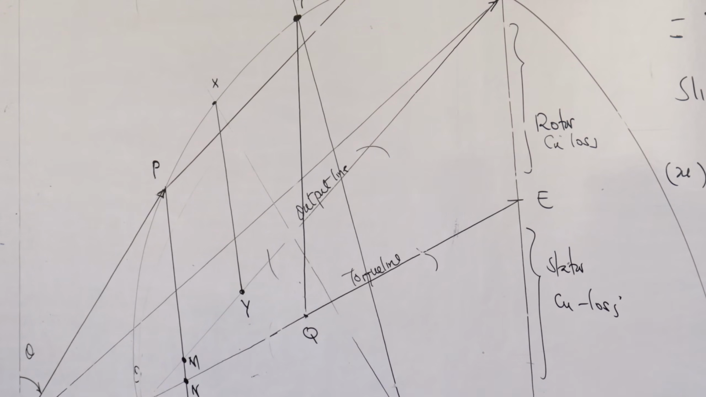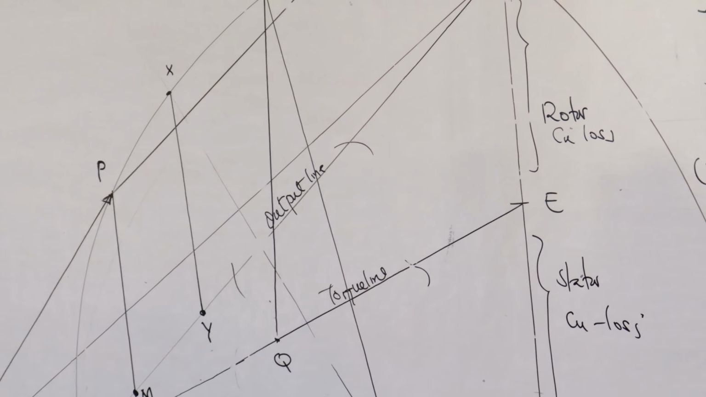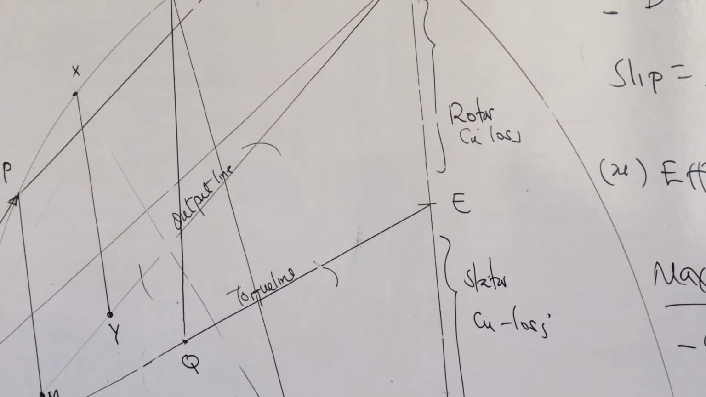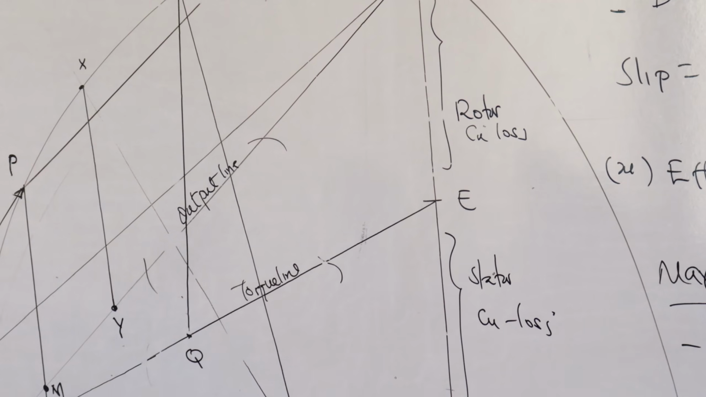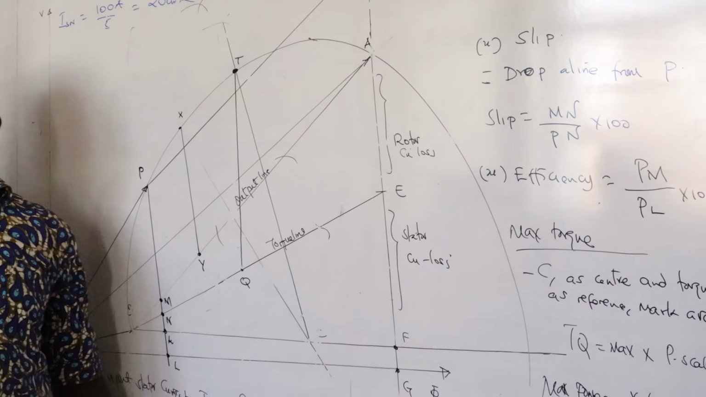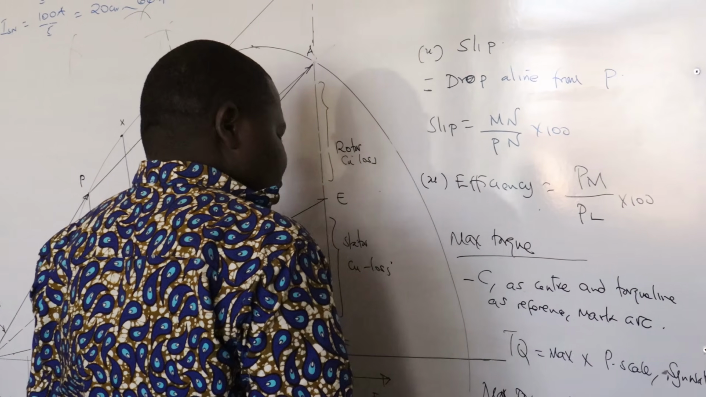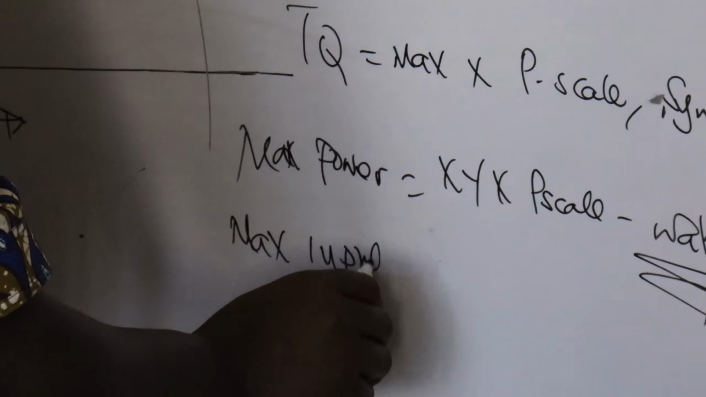Drop back to output to get Y. I'll mark it Y. So YX times the power scale is the maximum power output. Now, just for reference, you can be told to determine the maximum input power.